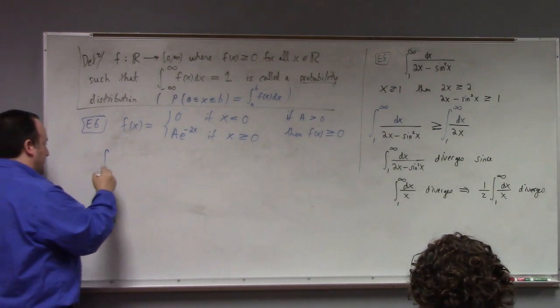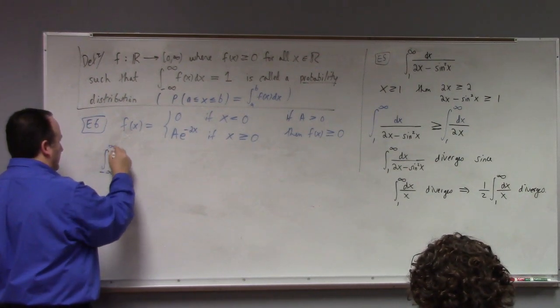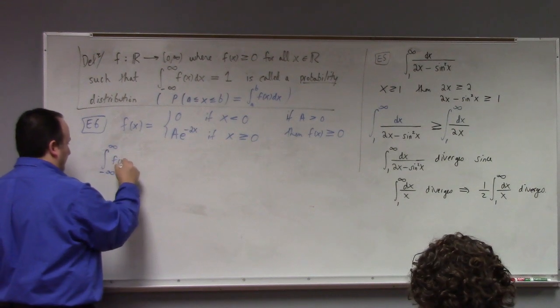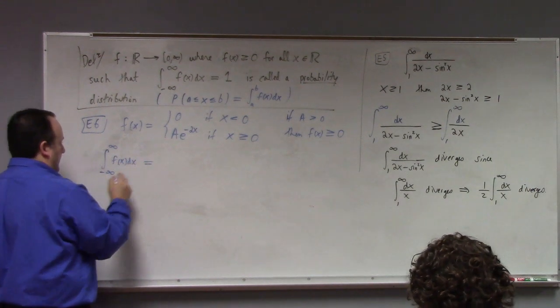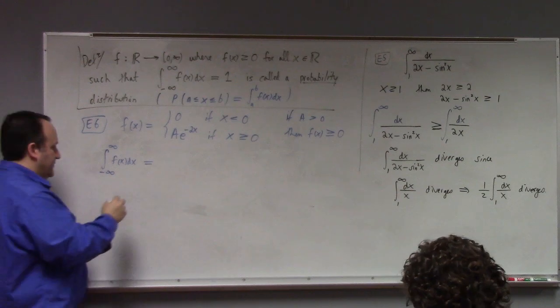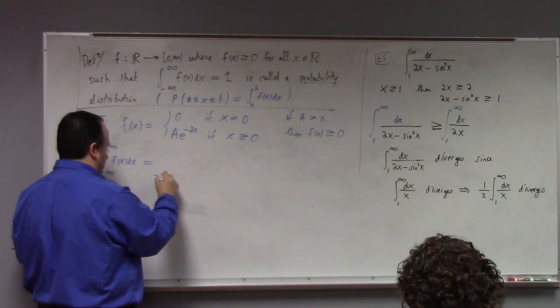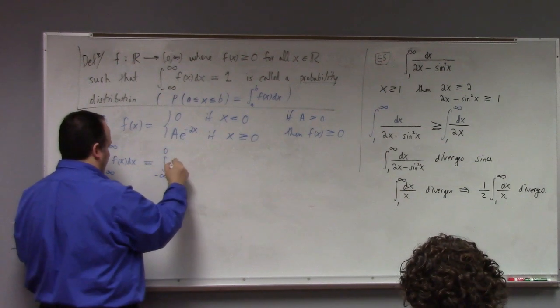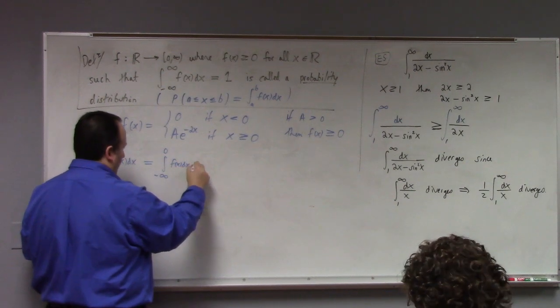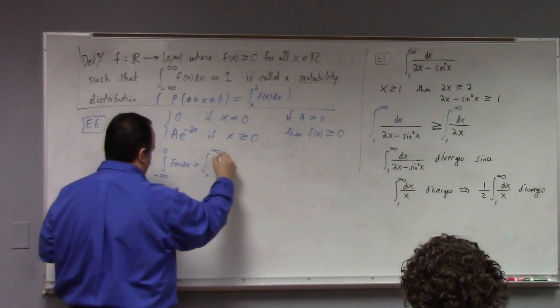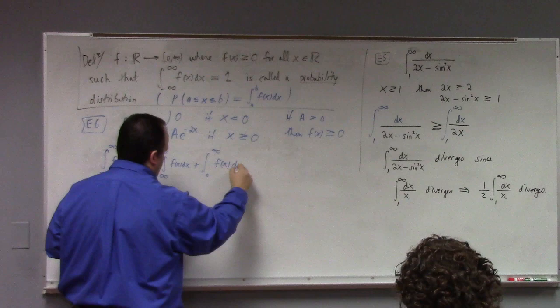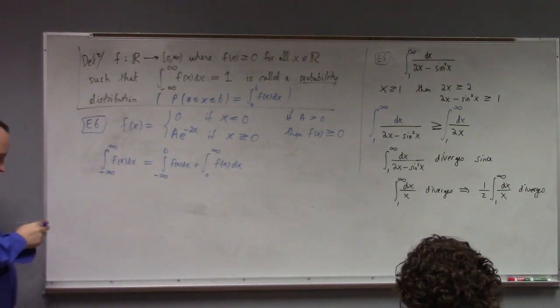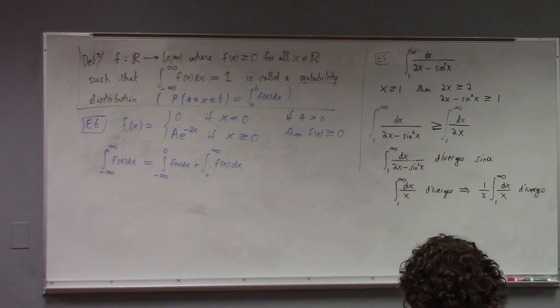So what we want to calculate is the integral from minus infinity to infinity of f of x dx. My point to you is we break that up into two pieces, from minus infinity to 0, and then from 0 to infinity. But one of these is not like the other. One of these does not belong. I mean, it belongs, but it's 0.